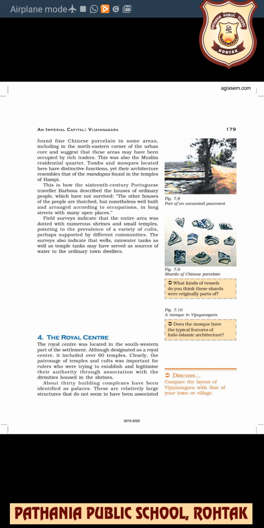Even in the survey, wells, rainwater tanks as well as temple tanks were found. They may have served as sources of water to the ordinary town dwellers. So beta, the topic that we have read today means Vijayanagara Empire followed a very systematic strategy. Means this city was built strategically from the point of view of war also, as well as to provide irrigation facility also. Like the road system was very good, water supply was also very good. So this way Vijayanagara Empire was a well fortified city.